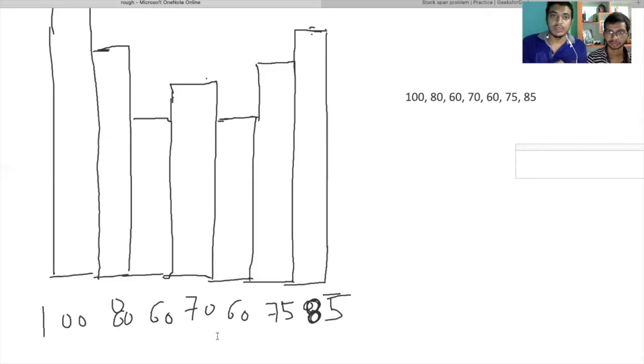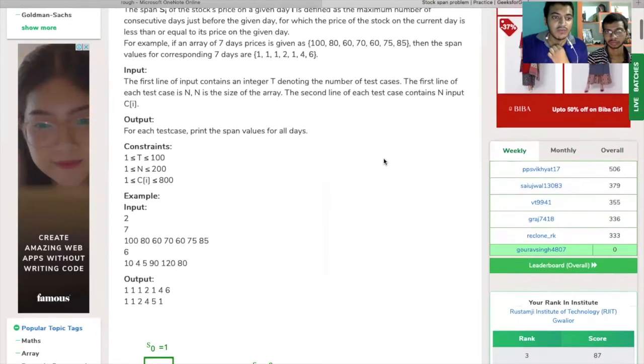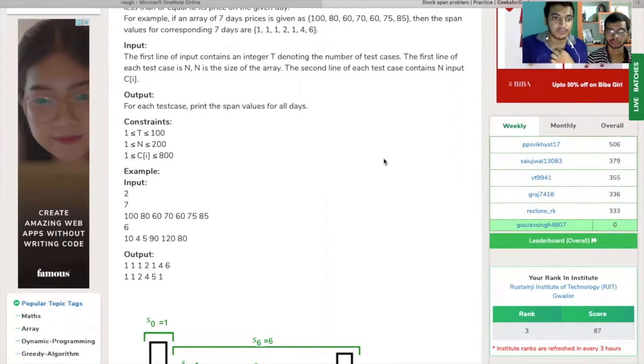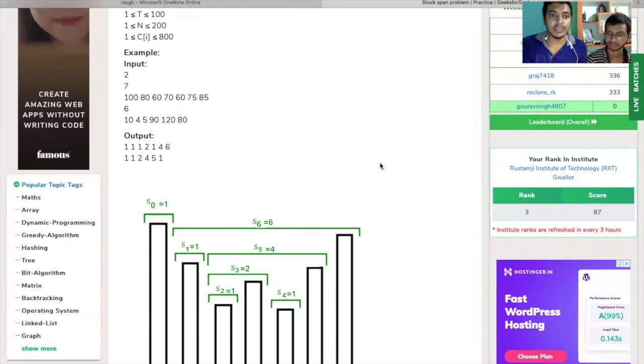In this case you have to output an array, because for every element you will have an answer: how many elements are lesser than that element consecutively. For example, for 100, including that element itself, we count from 1 initially, so the answer is 1. For 80, the answer is also 1. For 60, the answer is also 1, and for 70 we find 2. For 75 we find 4, because including 75 we have 4 elements.